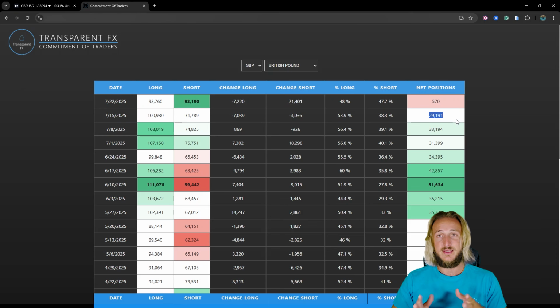So it was clear that institutions were shifting their positioning from the bullish side that they had right here back down to the bearish side by increasing their shorts and decreasing their longs.